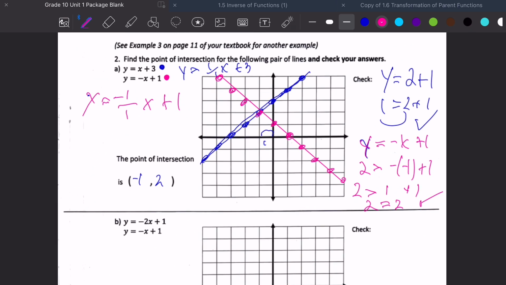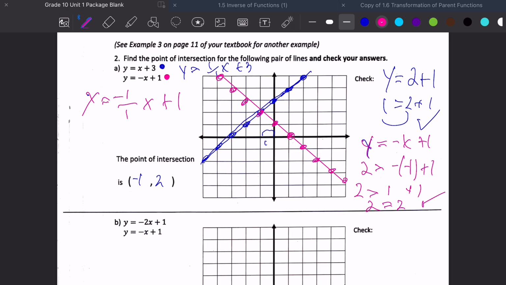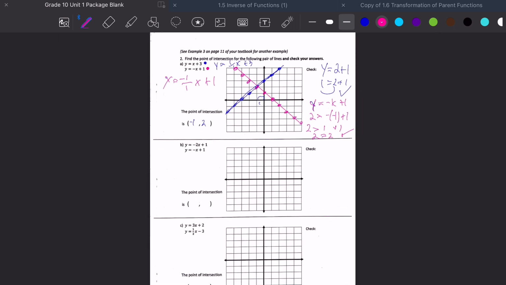Can we try the next one? Yeah, try the next one. Can we try it on our own? I was going to say, you could take this time.